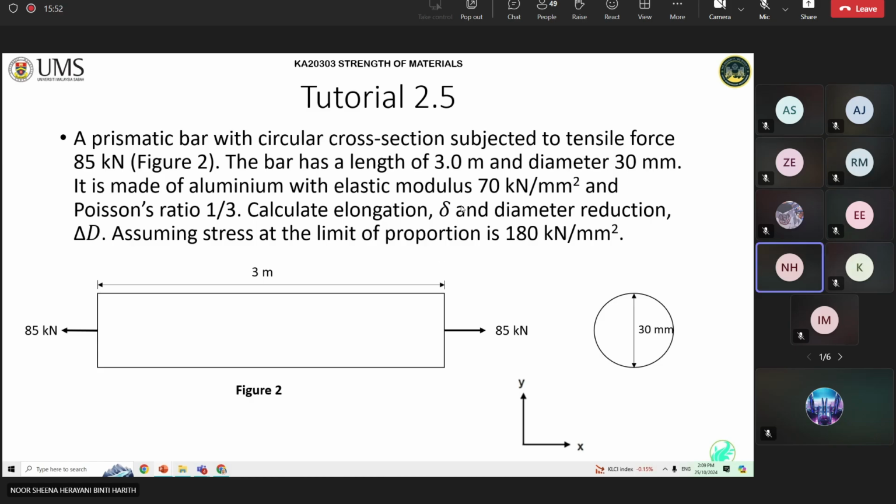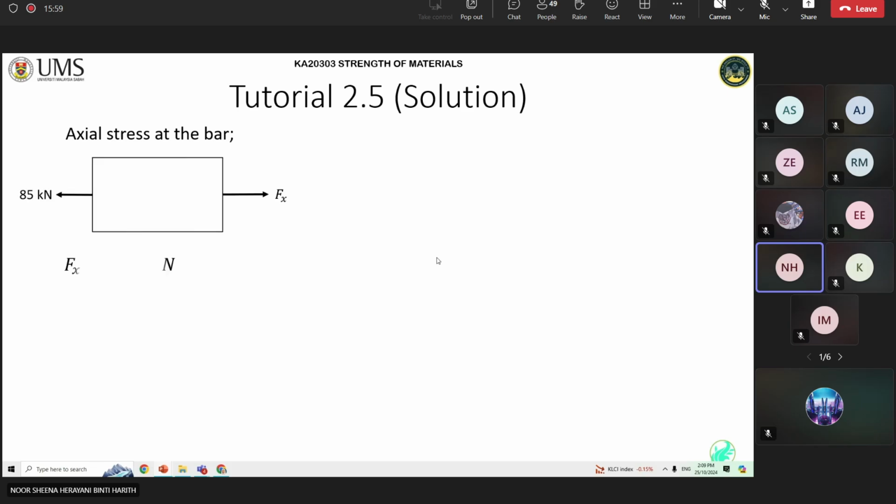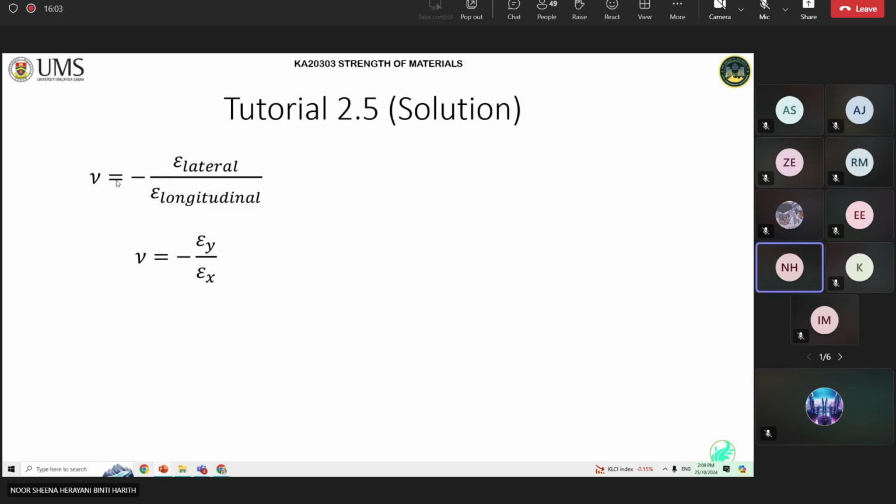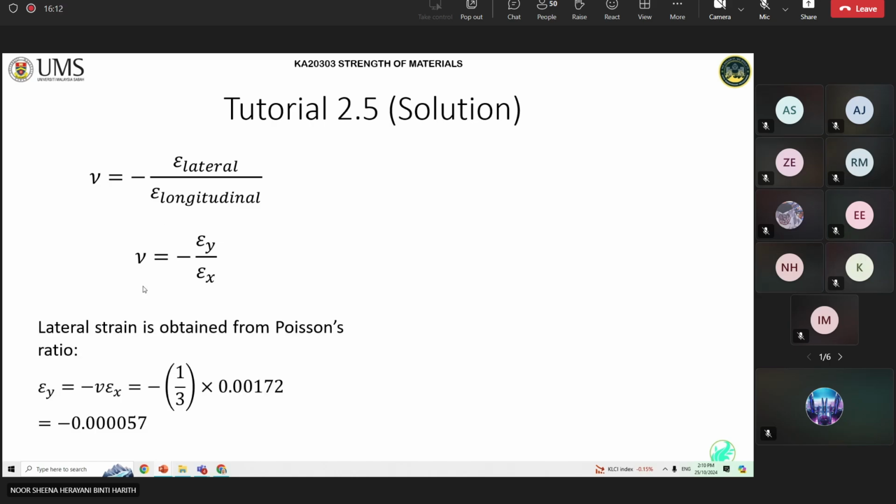Elongation and diameter reduction. Now you need to calculate the diameter reduction. From the Poisson ratio, nu equals minus epsilon lateral divided by epsilon longitudinal. The epsilon longitudinal is already calculated previously. Nu is already given in the question, which equals 1/3, right? So you just rearrange the equation.